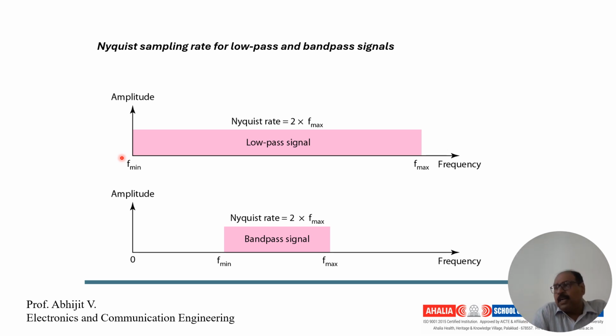So now this is a graphical illustration of the Nyquist criteria. You can see that there is the range of frequencies from F min to F max. The Nyquist rate is defined as 2 times F max, and the frequency between F max and F min is passed through this band pass filter so that you get a band pass signal that is between F min and F max.